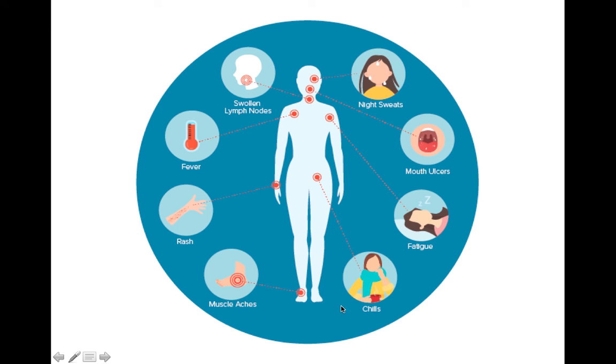So these are the signs of HIV infection. One, we have swollen lymph nodes. Here in the neck, we can have a swollen node. Then two, we have night sweats. So someone can be sweating in the night. And then mouth ulcers can develop within the mouth. And then we have fatigue.